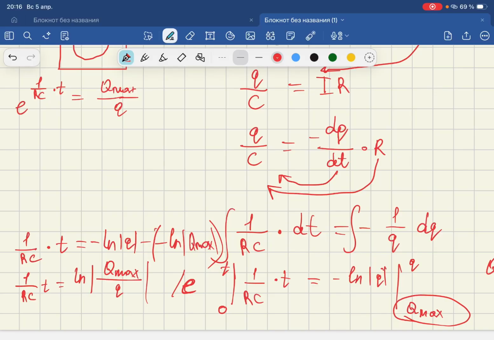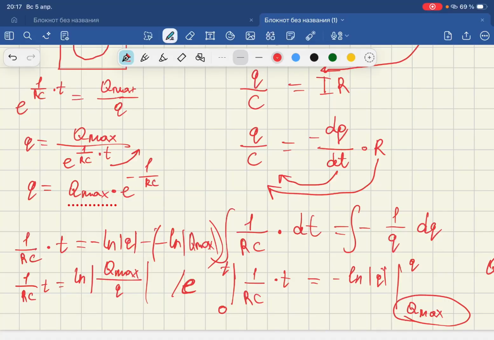After that, we can replace them for finding the Q: Q max divided by e to the power of 1 divided by RC times T. If we want to move this e up, it will be Q equal to Q max times e to the power minus 1 divided by RC times T.